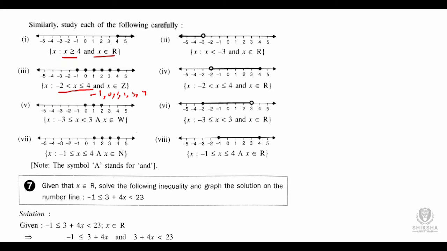Same goes with whole numbers and natural numbers also. The symbol is inverted. This symbol stands for "and".